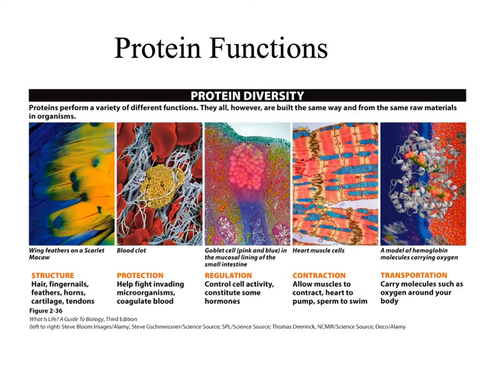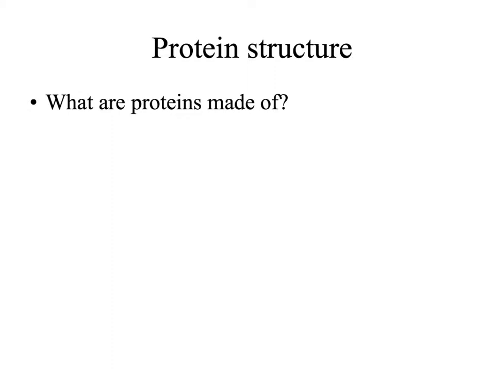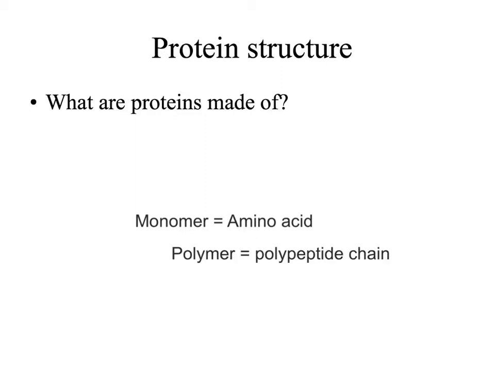Again, proteins are vastly diverse, and their functions are diverse as well. And this is all based upon their shapes. So structure, protection, regulation, contraction, transportation, catalysts for chemical reactions. These are all types of functions that we see in proteins. So again, proteins are a macromolecule, a very large molecule built of monomers or smaller pieces. The monomer for a protein is an amino acid. Amino acids are put together in strings called polypeptide chains. These polypeptide chains are then organized into 3D structures that we call a protein.